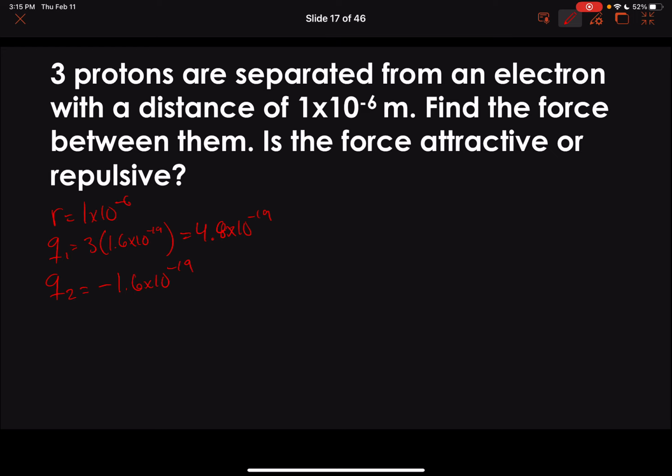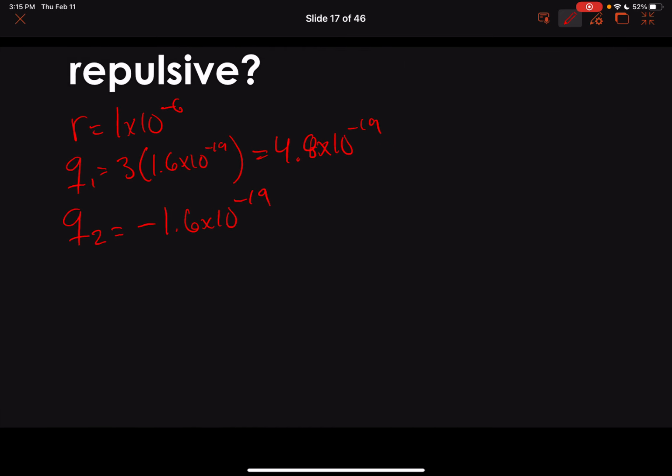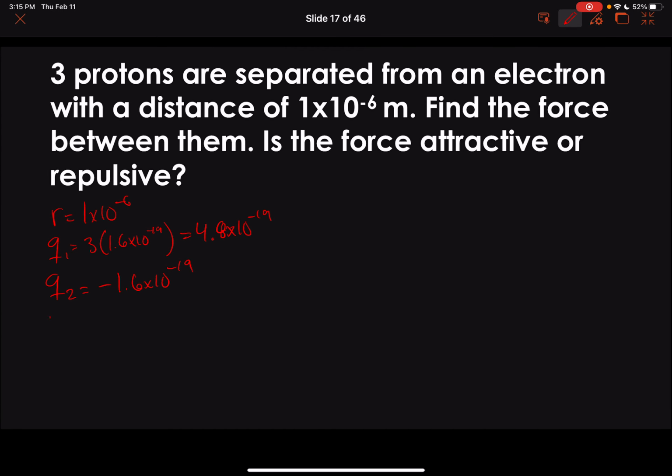And then we know K already, but I'll go ahead and throw it in here for completeness. K is equal to 9 times 10 to the 9th. So we can go ahead and find the force. The electric force, electrostatic force, is equal to 9 times 10 to the 9th times 4.8 times 10 to the negative 19 times negative 1.6 times 10 to the negative 19, all over 1 times 10 to the negative 6 squared. And make sure that when you square it, you're squaring the entire thing.